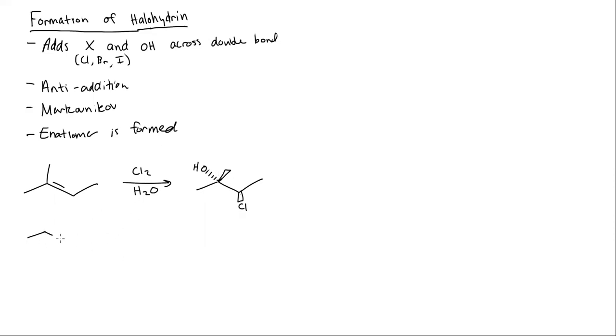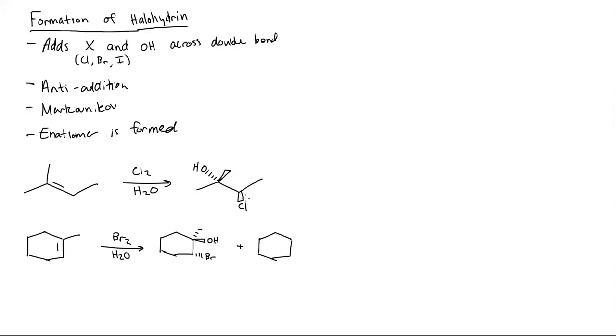Okay, so if we look at another example, this time we'll use Br2 and water. Then what happens in this one is that I get OH on more substituted, and then on less substituted, I get Br. So that's why we say it's Markovnikov, because OH is going on more substituted, and the bromine goes on the other carbon. And it's also anti because the OH and the Br are going to be opposite each other. Okay, and then we also get the enantiomer of this one as well.